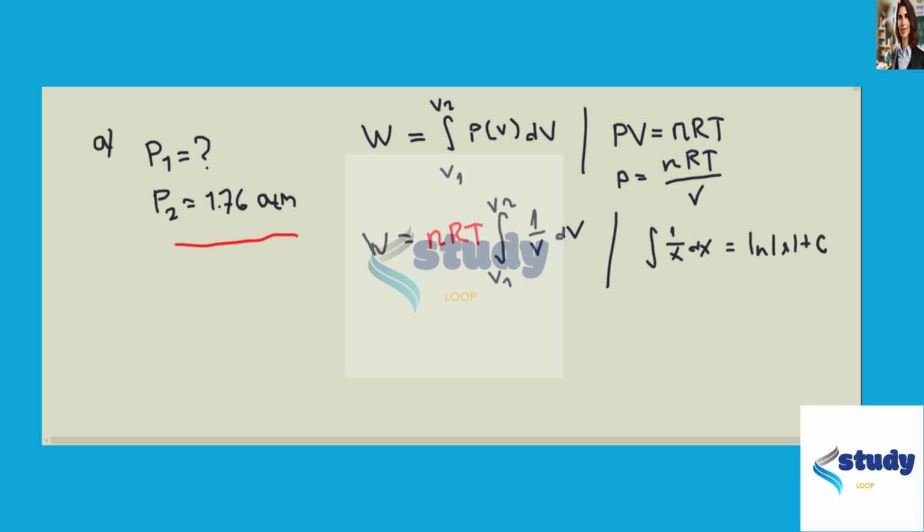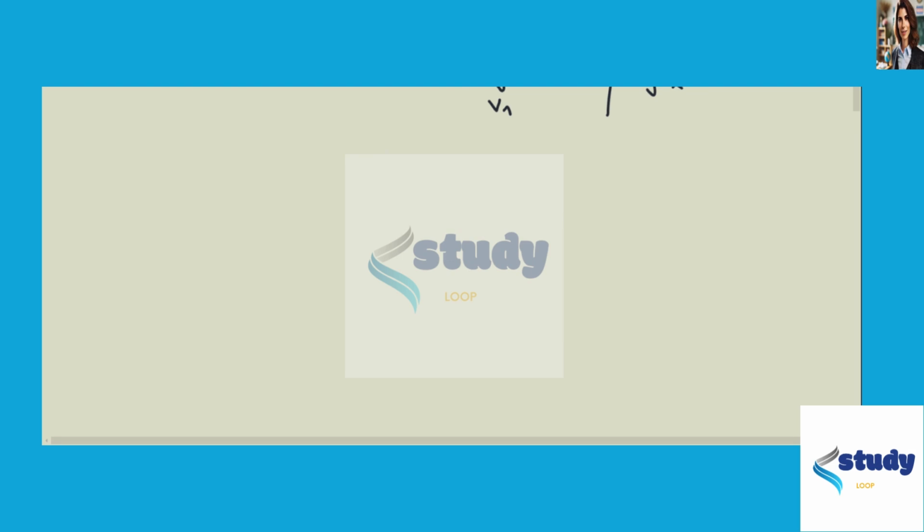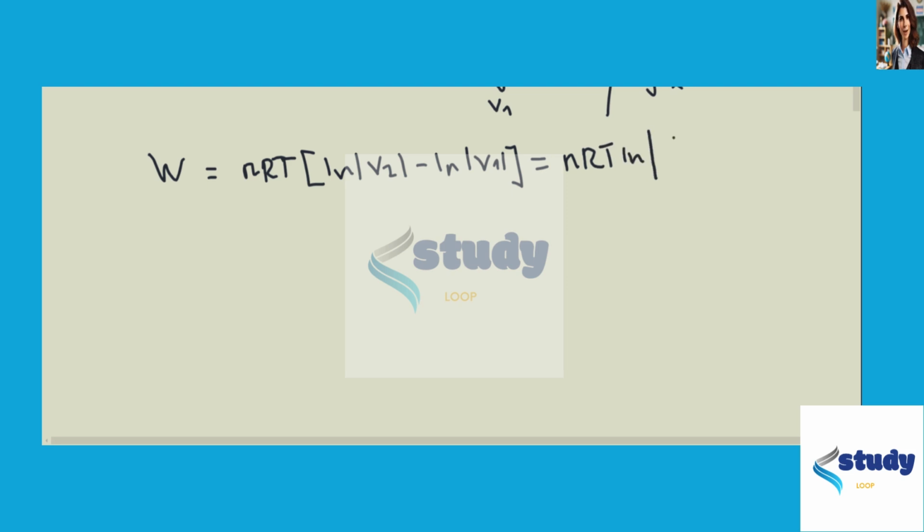This is for the unbounded integration, and here we have a bounded integral, so for the bounded integral it is going to be like this. W equals nRT, and here we have natural logarithm of V2 minus ln of V1. From the rules of natural logarithm, we can rewrite this as natural logarithm of V2 over V1.